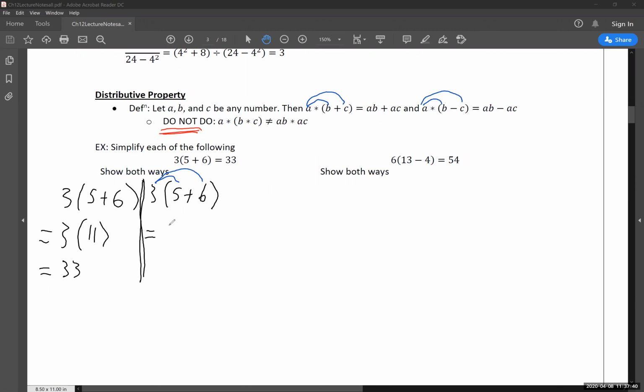So 3 times 5 is going to give me 15. 3 times 6 is going to give me 18. Now from here, I've got 15 plus 18. I can add those together, again, using our order of operations, and I'm getting 33. So we've got the same answer either way. It's your call on whichever method you would like to use. Both will work.